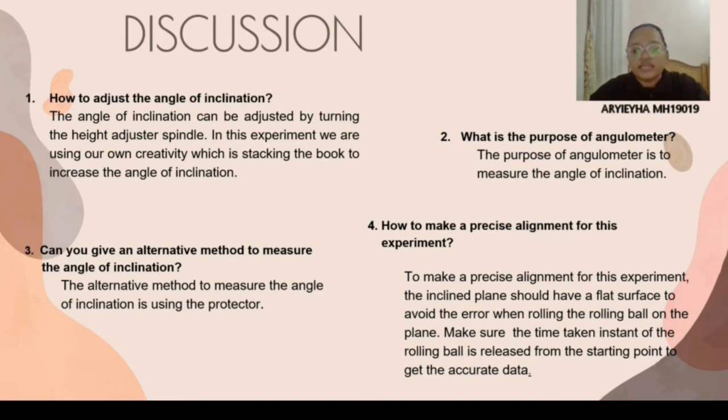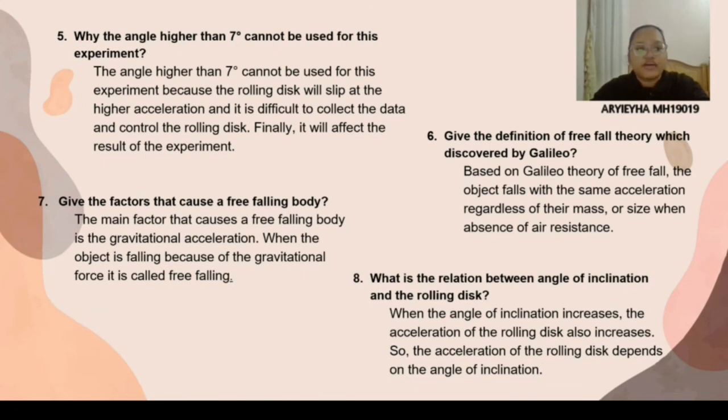Next, question 4. The answer is that to make a precise alignment for this experiment, make sure that the inclined plane has a flat surface to avoid error when the ball rolls on the plane. Next, question 5. The answer is that an angle higher than 7 degrees cannot be used for this experiment because the rolling disc will slip at the higher acceleration and it is difficult to collect the data. Finally, it will affect the result of the experiment.